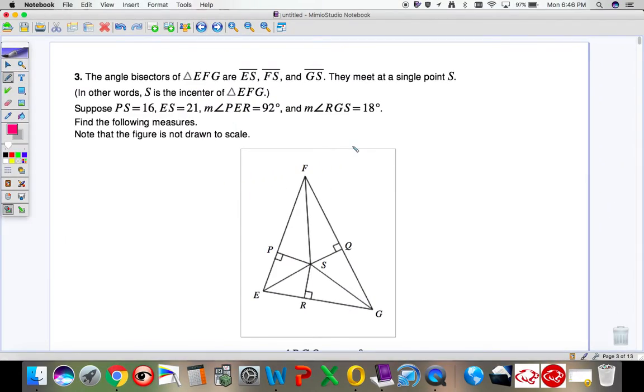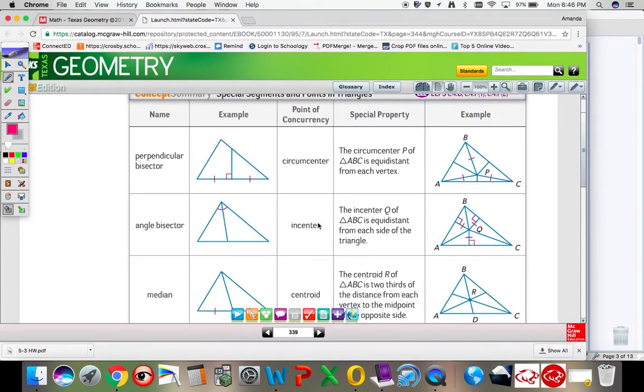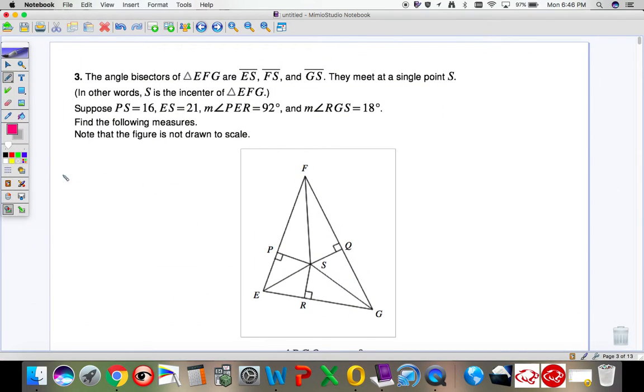The incenter. Okay. So here's your incenter. So here's an example. Incenter Q of triangle ABC is equidistant from each side of the triangle. So for your incenter, it's not from the vertex, it's coming from the side. So all these pieces here are congruent. So looking at my picture right now, all these pieces here coming from the side are congruent.